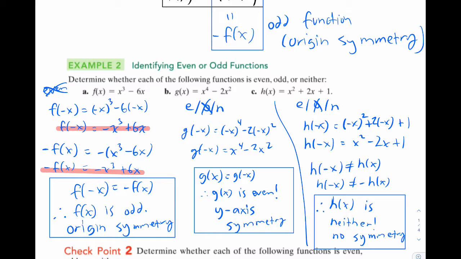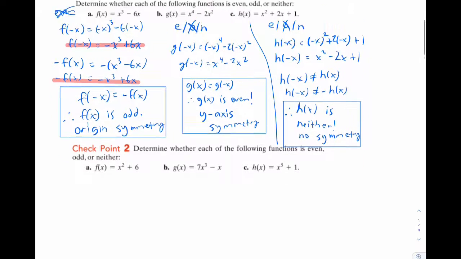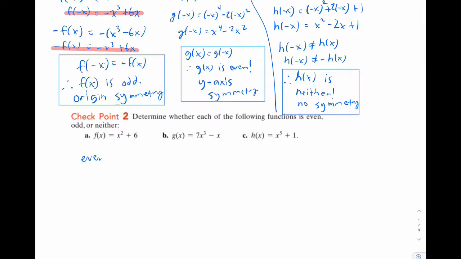Okay, so that's how we're going to approach those. These bottom three, you can try on your own if you need the practice. I'll put the answer here. This one is even, so that would mean it has y-axis symmetry. This one is odd, so it's origin symmetry. And this one is neither, so it has no symmetry.